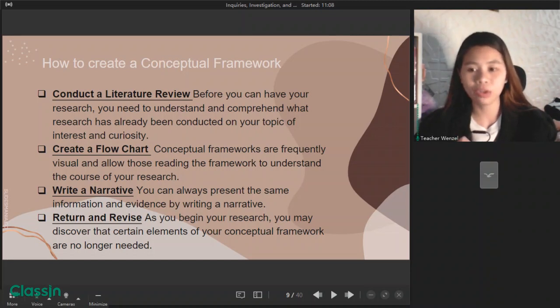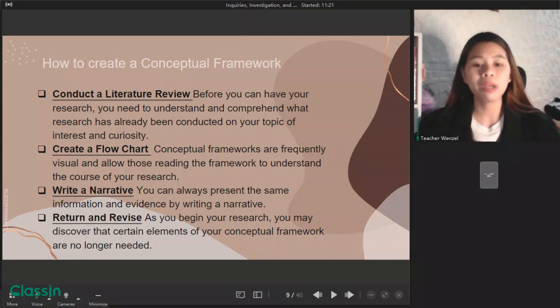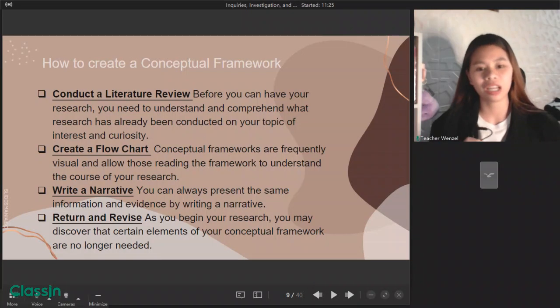Okay? So, next is create a flowchart. Conceptual frameworks are frequently visual and allow those reading the framework to understand the course of your research. So, you may present this in any style that makes sense for your work, such as a flowchart or a mind map or a diagram. Every aspect of your research should highlight the variables that influence it.